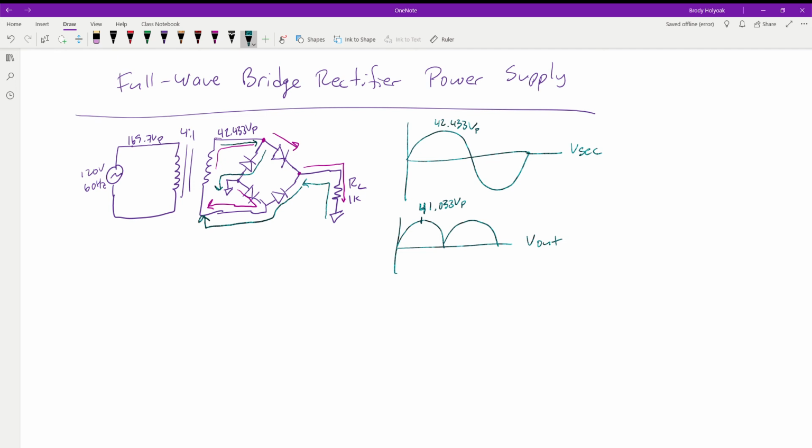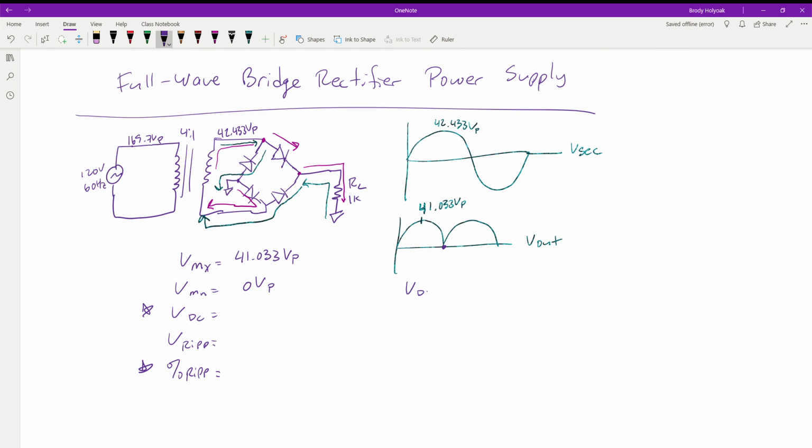So once we come out, we have this voltage coming through, but again, now we need to find our Vmax, our Vminimum, our VDC, our Vripple, and the percent ripple. And again, the VDC and the percent ripple are the ones we really care about because that's what's going to be the rating for our power supply. So when we have this type of waveform coming out, the max voltage we're going to get is 41.033 volts peak. The minimum voltage we're going to get, again, is 0 volts.